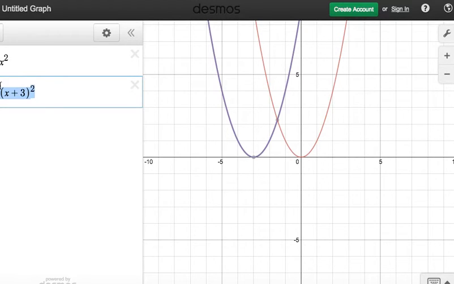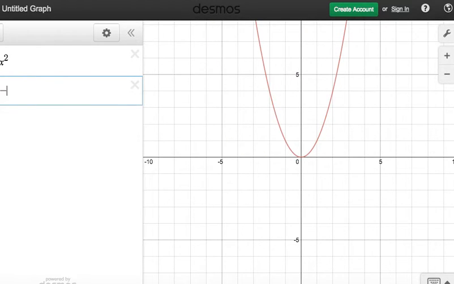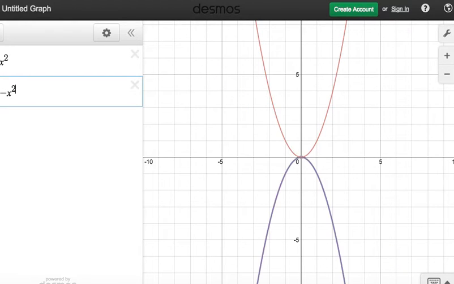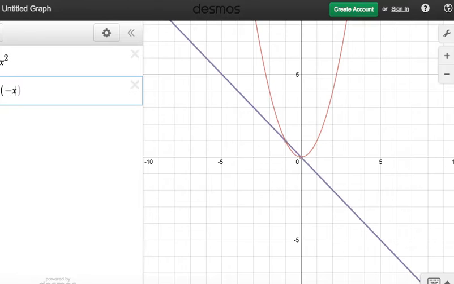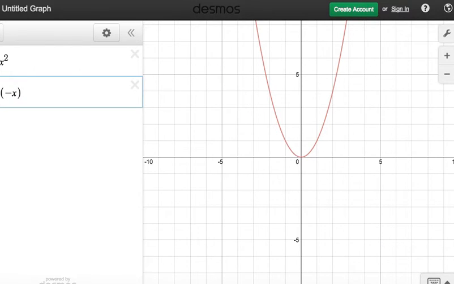The next thing I want to look at is what happens when we make the parent function negative. And you can see from this, it just flips it over the x-axis. So we have a reflection over the x-axis. Okay, well, what happens if we put the negative inside the parentheses? And as you can see, the new graph is exactly on top of the old one.